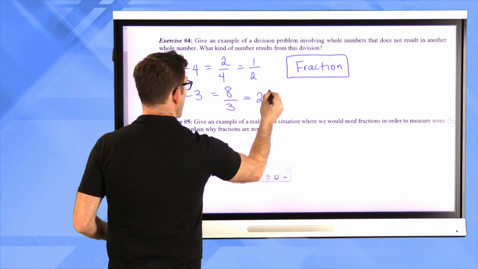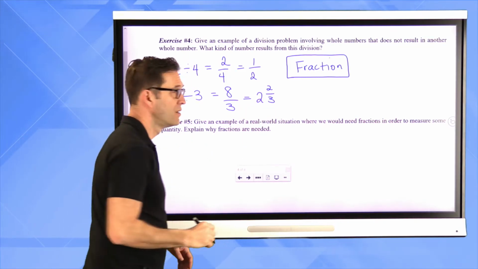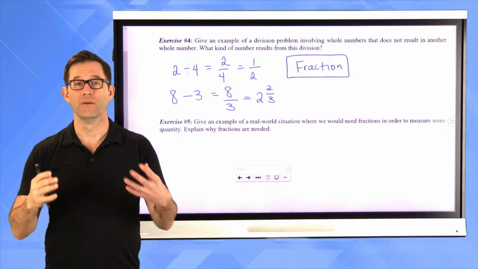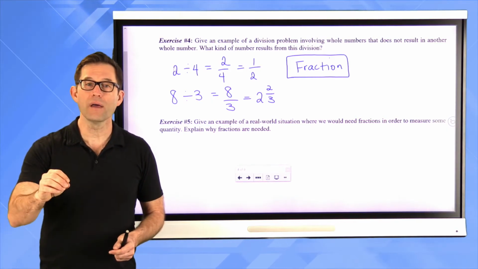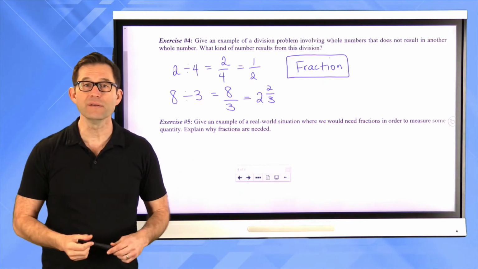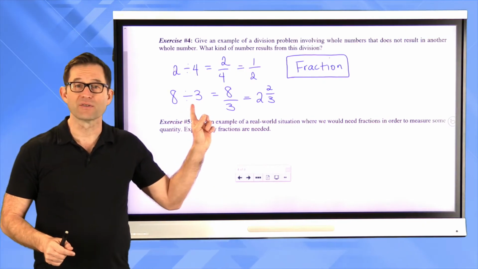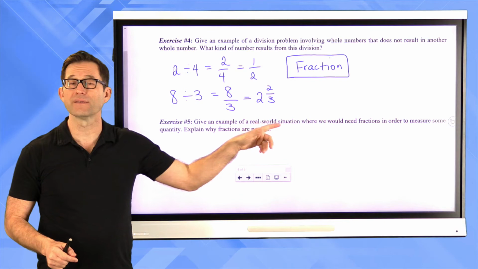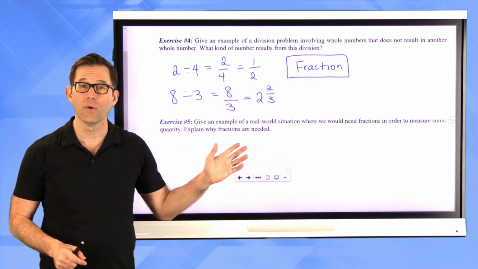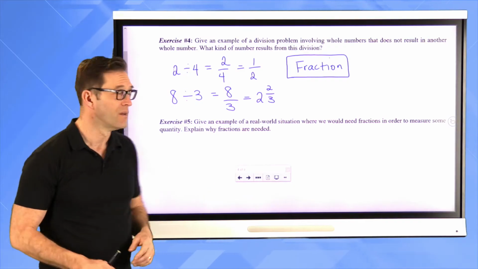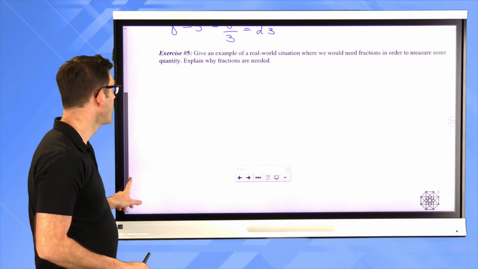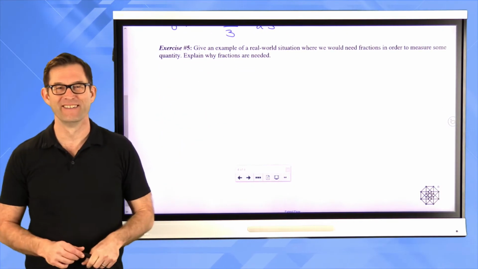It's 2 and 2/3, okay? No longer a whole number. So division is where all of a sudden, if I've got 8 cookies and I want to divide it amongst 3 friends, well, each friend doesn't get a whole number of cookies. They get 2 plus another 2/3 of a cookie, right? And maybe I just gave away number 5, but let's talk about number 5.